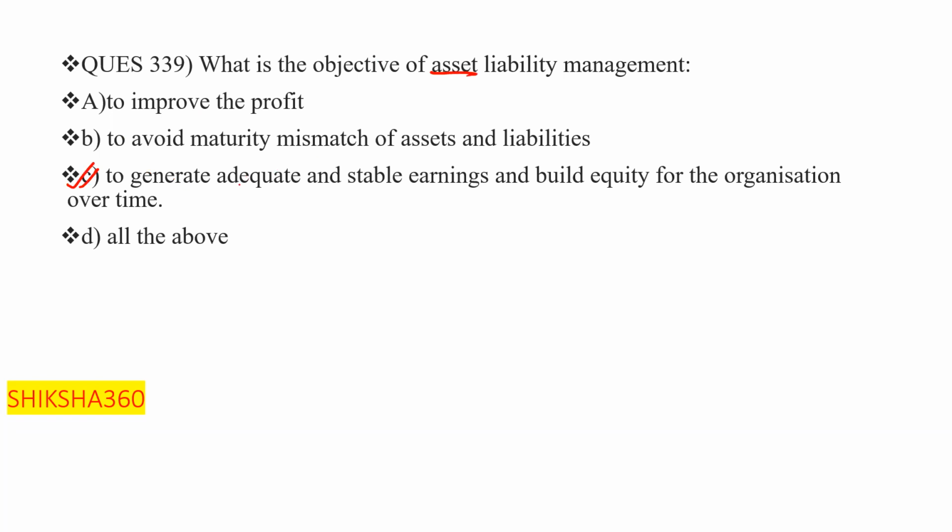The objective of asset liability management is to generate adequate and stable earnings and build equity for the organization over time. So C is the correct answer, as they specifically mention only this thing under the objective of the ALM. Option number C is the correct answer. So please remember these points.